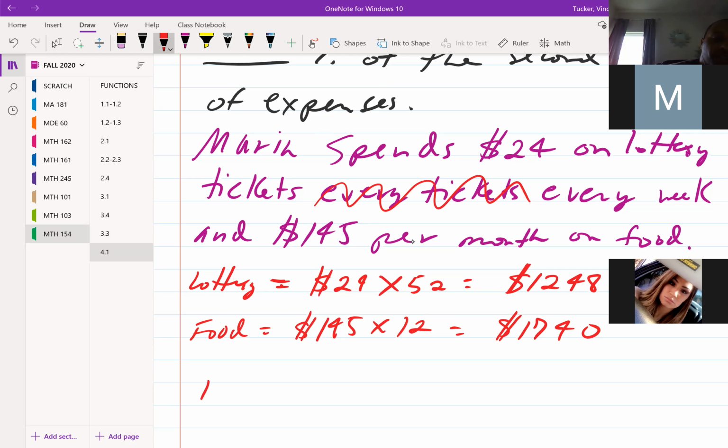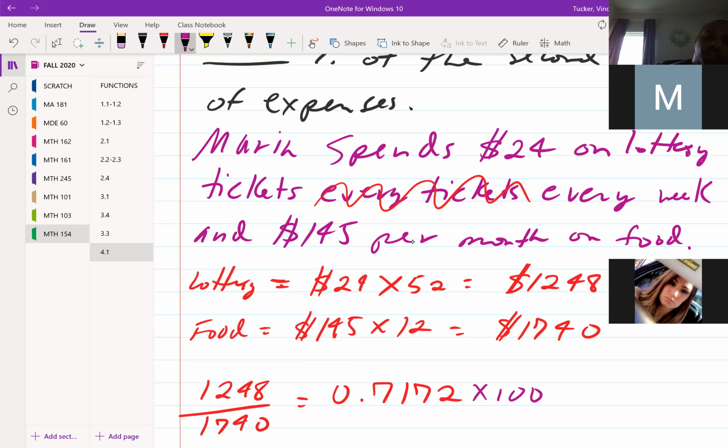So now we place that 1248 over 1740, and that is going to be 0.7172. Multiply that by 100 to convert it to a percentage. And it's 71.7%.